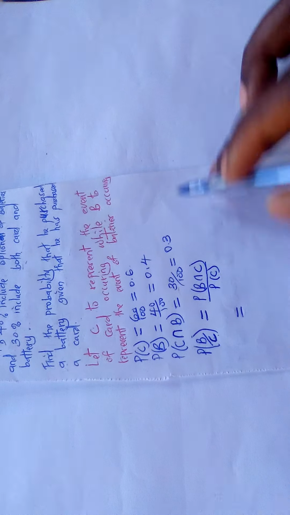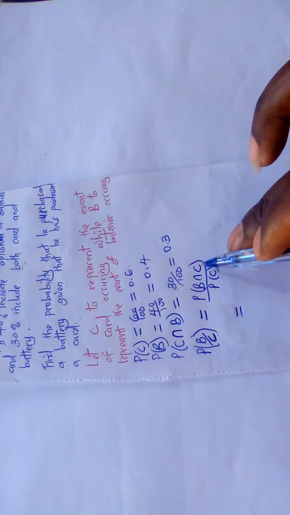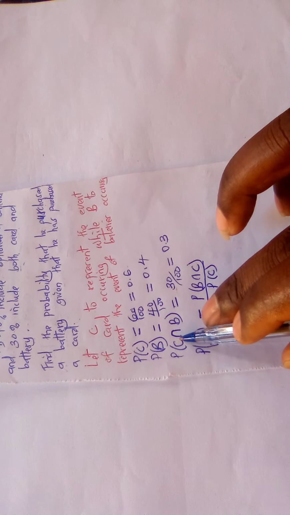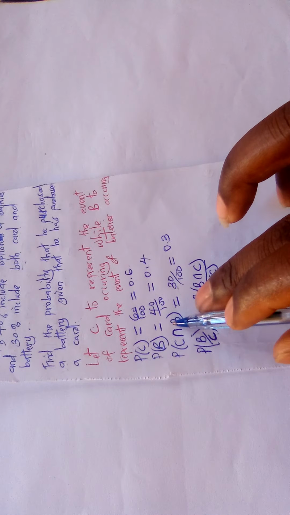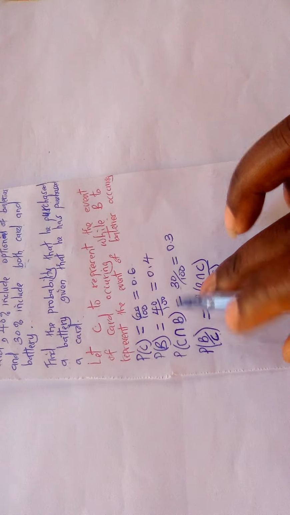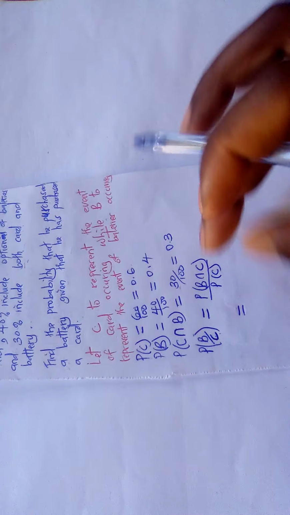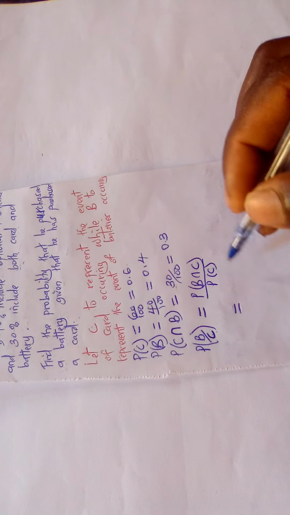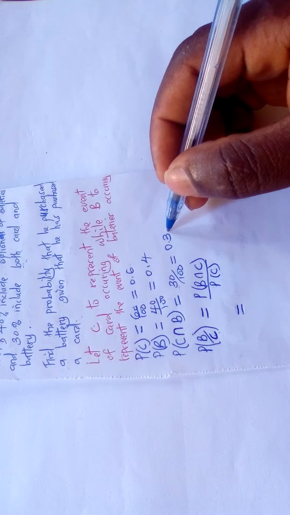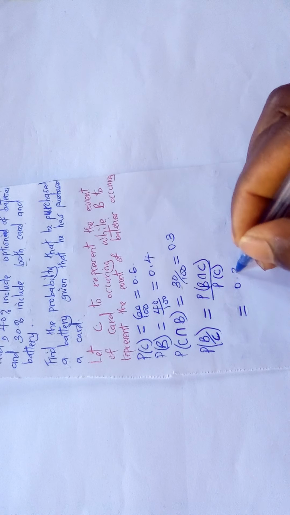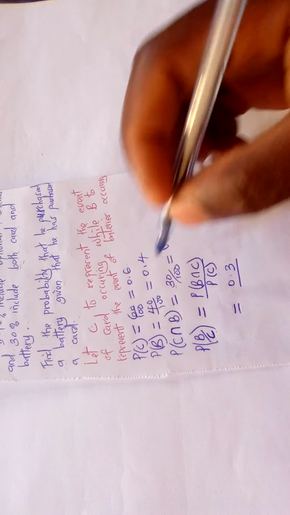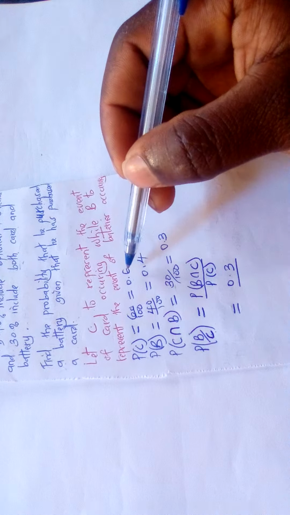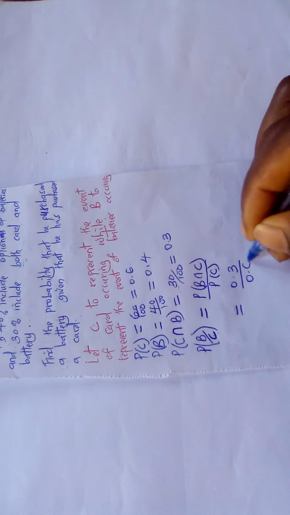So you shall just come and say probability of B intersection C. Remember, here I wrote that probability of C intersection B. This one is just the same as when I could have started with B intersection C. It doesn't matter which letter you begin with, because they mean the same thing. So you will come here and say that probability of intersection is 0.3 here. So it will be 0.3 over the probability of a card. And what is the probability of a card? That is 0.6. So you come here and write 0.6.